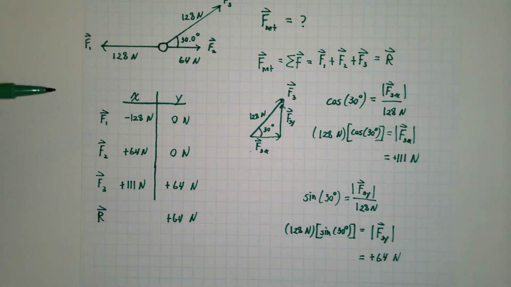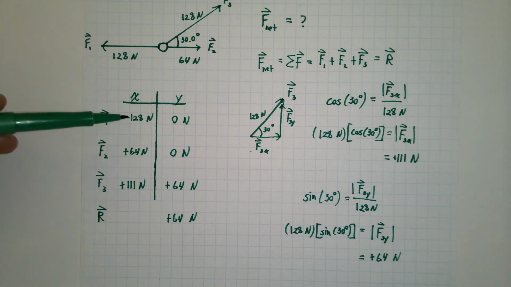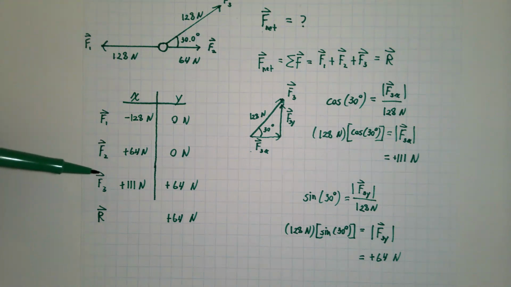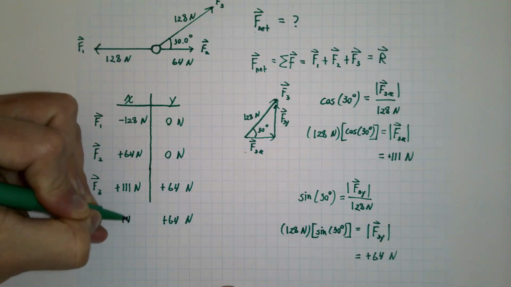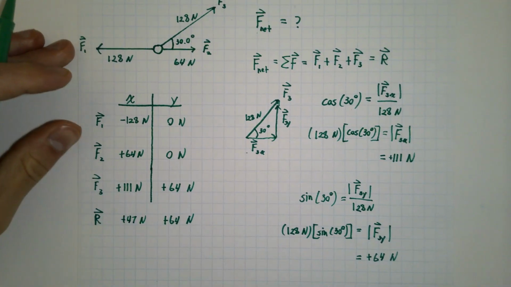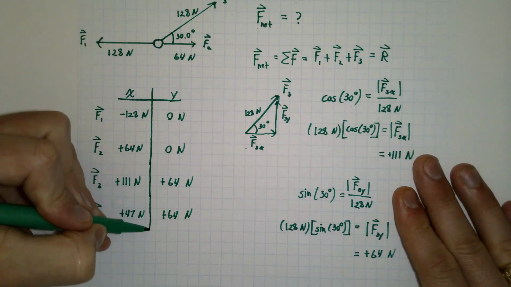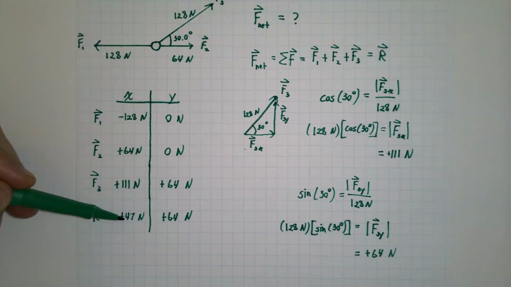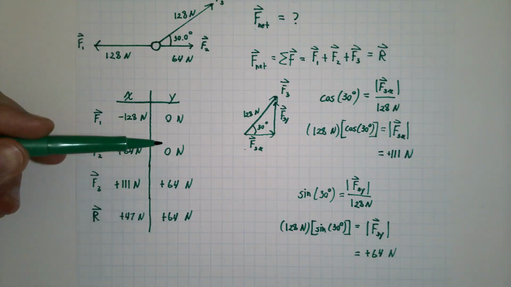In the x dimension, we have negative 128 plus 64, and then plus 111 newtons, resulting in positive 47 newtons. That tells us that the resultant vector in this case, and therefore the net force that's acting on our ring here, is 47 newtons to the right and 64 newtons upwards.